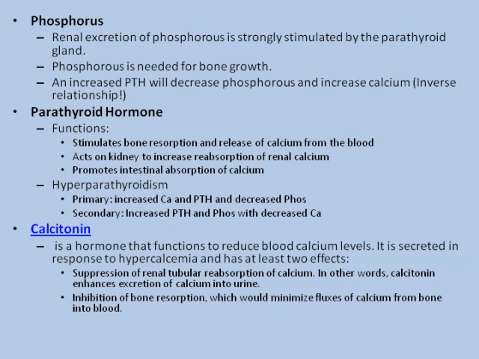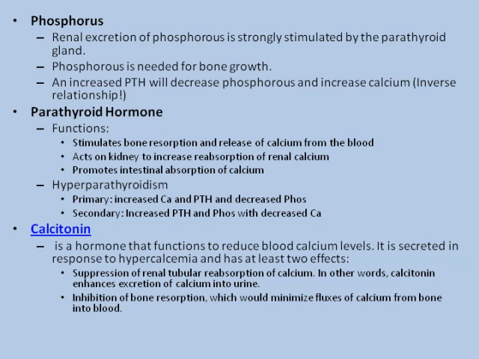Then we have parathyroid hormone. Parathyroids are found in your thyroid as well. It functions to stimulate bone resorption and release of calcium into the blood, to increase reabsorption of the renal calcium, and promotes intestinal absorption of calcium. So very important on allowing calcium to come into the blood. If you have hyperparathyroidism, you will have an increased calcium but a decreased phosphorus, because remember, calcium and phosphorus are always opposite. If you have secondary hyperparathyroidism, you have an increased parathyroid hormone and phosphorus, but a decreased calcium.